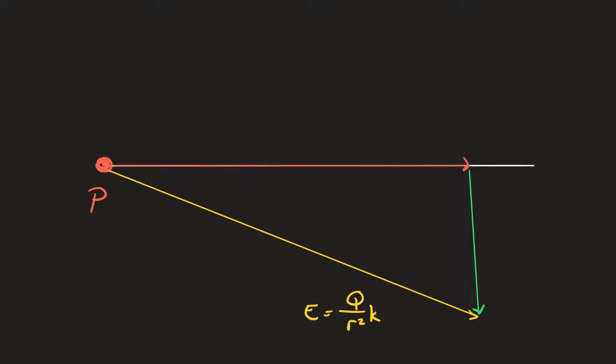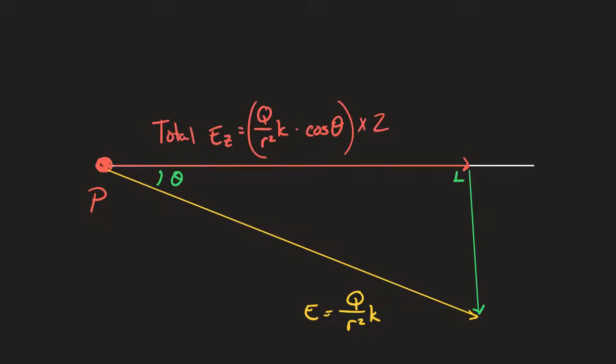Now, that's a lot to take in, but this is a right triangle. If I just call this angle theta, the red component, the component in the z direction, would have to be q over r squared k times the cosine of theta. Is everybody okay with that so far? Am I hurting anybody's feelings yet? How many of those components are there? There are two. So the total electric field will be all of this times 2. That is going to be the electric field at point P from both charges.